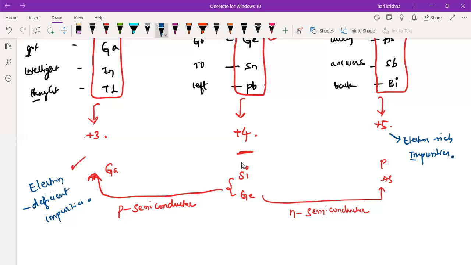Clear? Electron deficient means fewer electrons than the required quantity. Electron rich means having more electrons than required. So group number 15 is electron rich impurities, and group number 13 is electron deficient impurities.